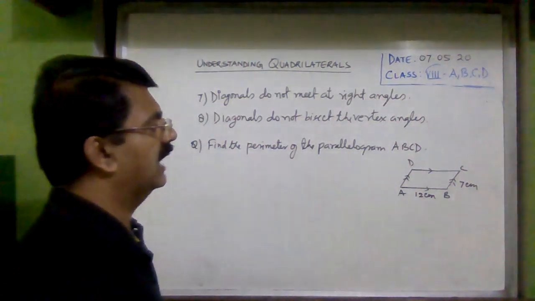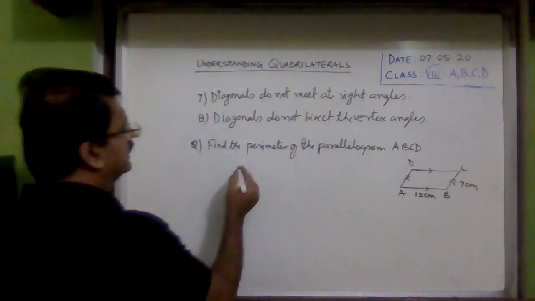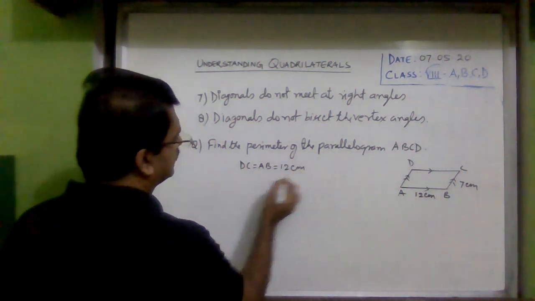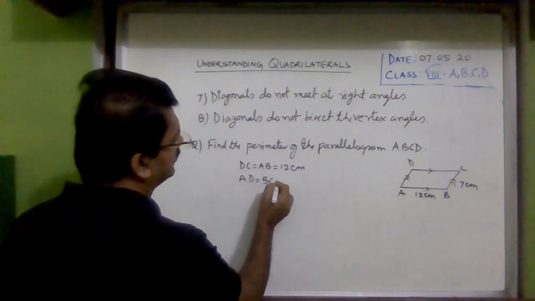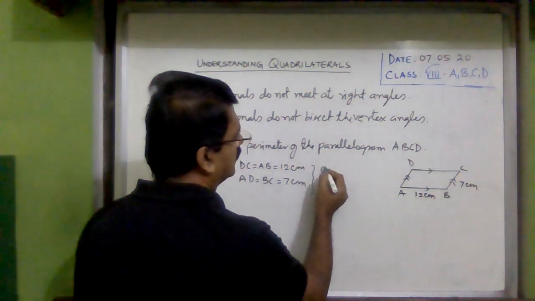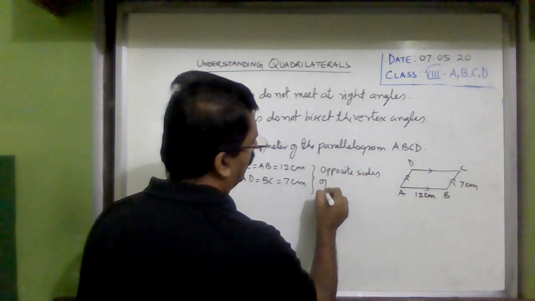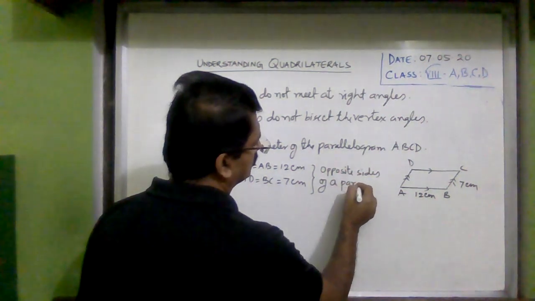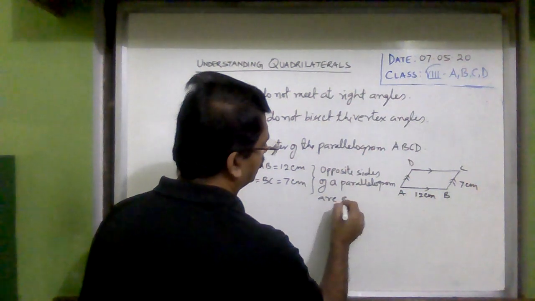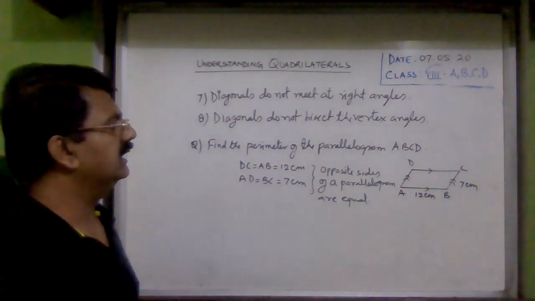Now see, I told you a property of a parallelogram that in a parallelogram opposite sides are equal. That means we can say DC is equal to AB is equal to 12 centimeter. Similarly, AD is equal to BC is equal to 7 centimeter. The reason you write: opposite sides of a parallelogram are equal.